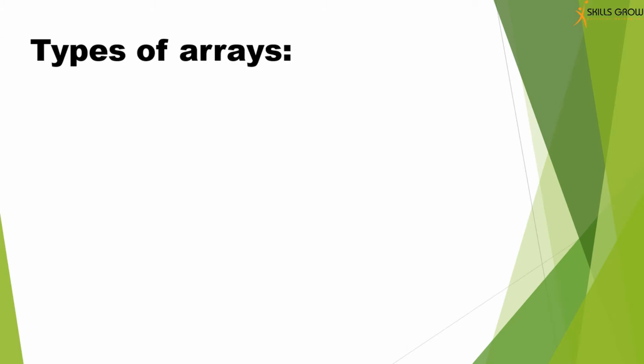Our next topic is types of arrays. While learning about arrays in C programming, we should know about the two different types of arrays. They are one-dimensional array and two-dimensional array. Now let's know about them in a detailed way.